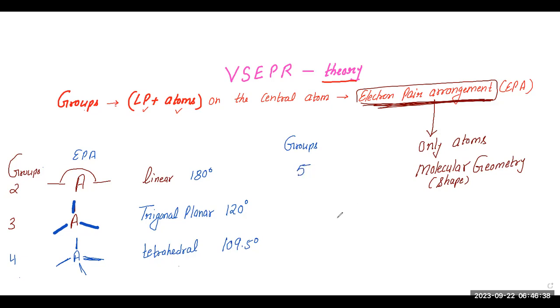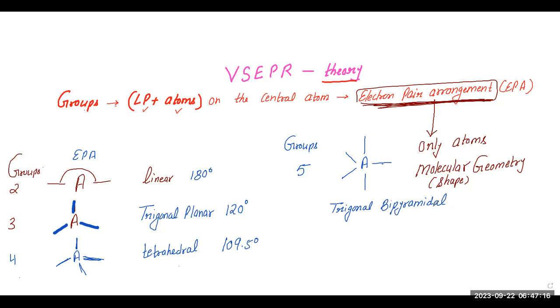Then in that case, central atom A is surrounded by five groups. Three will be in this trigonal planar like this. These are three. One, two, three. Two are up and down like this. And this one is called trigonal bipyramidal. Trigonal bipyramidal. Now children, you have to understand this name, that why it is called trigonal bipyramidal.